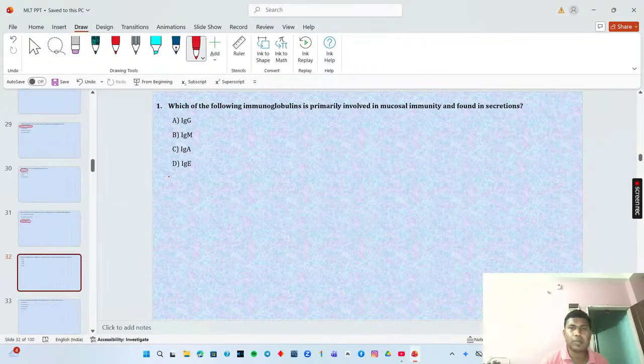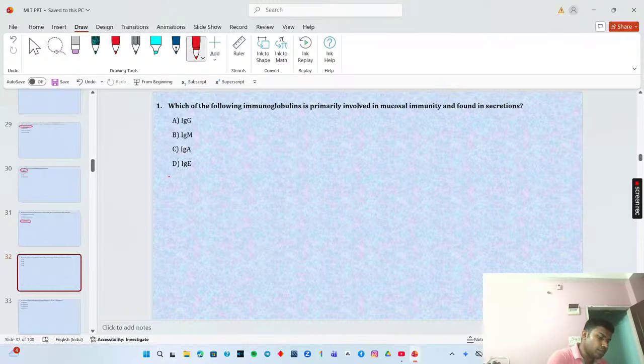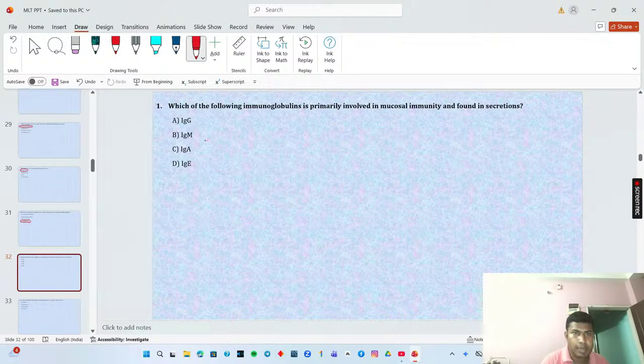Okay, now the next question. Which of the following immunoglobulins is primarily involved in mucosal immunity and found in secretions? Mucosal immunity. It is IgA. The answer of this will be IgA.